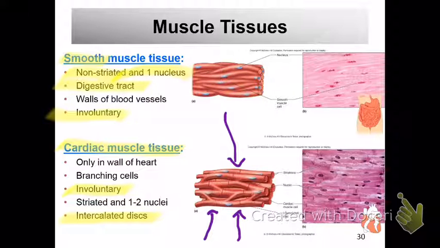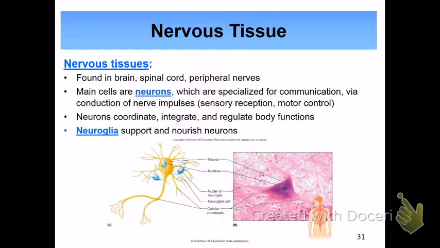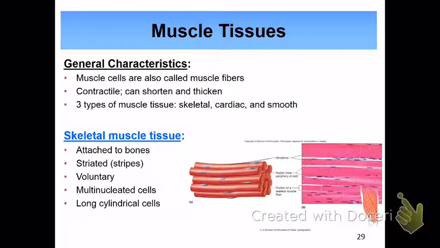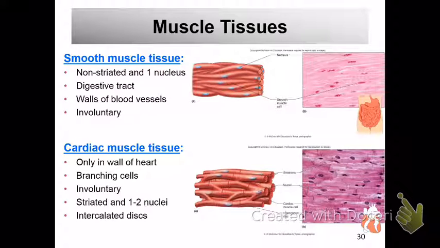Okay, so let's review the muscles one more time. The first one was skeletal. It's striated. So skeletal and cardiac are striated. Skeletal is voluntary, but cardiac and smooth are both involuntary. So make sure you can answer questions about those on the test.